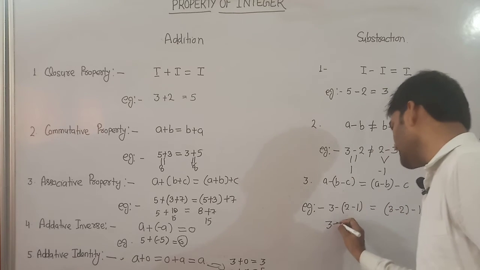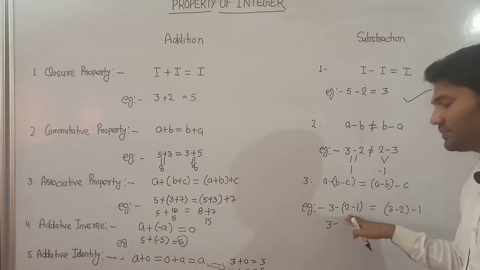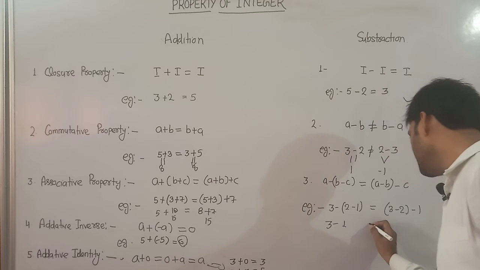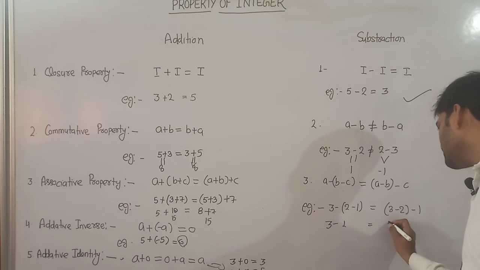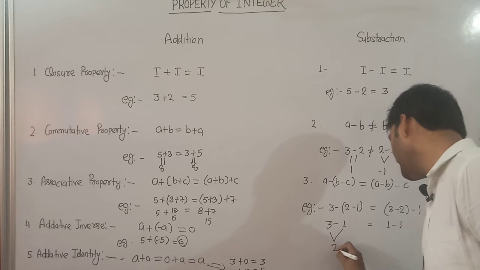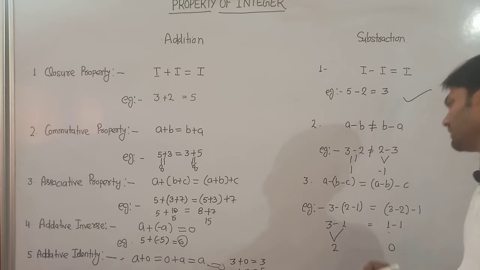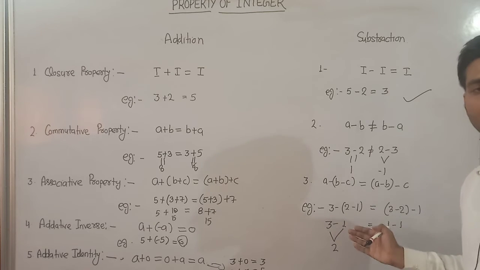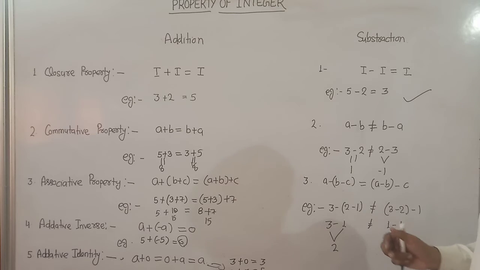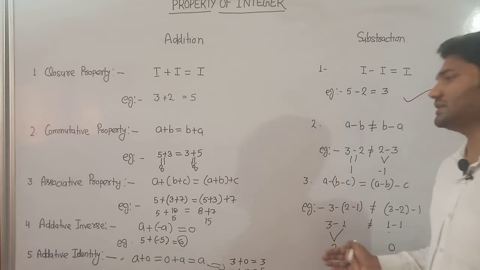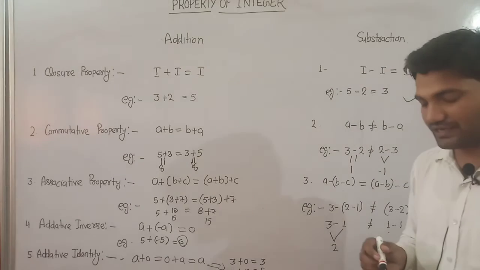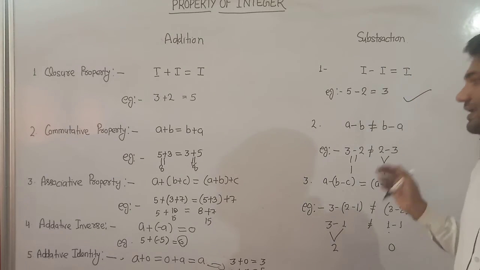Using the BODMAS rule, first solve the bracket. Bracket 2 minus 1 is equal to 1, so 3 minus 1 is equal to 2. On the other side, 3 minus 2 is equal to 1, and 1 minus 1 is equal to 0. It means left hand side is not equal to right hand side. It means the associative property is not fulfilled for subtraction.